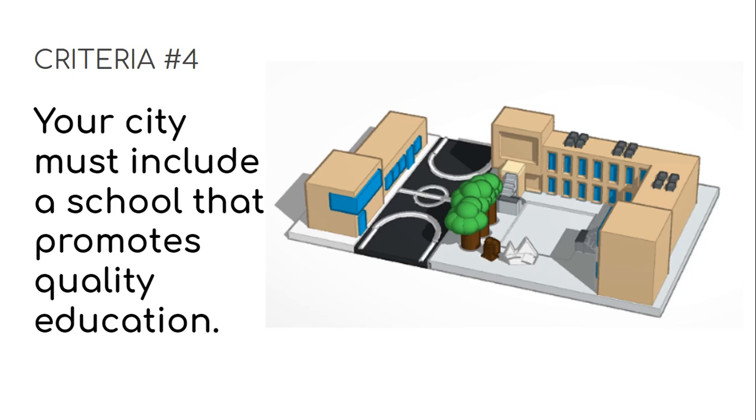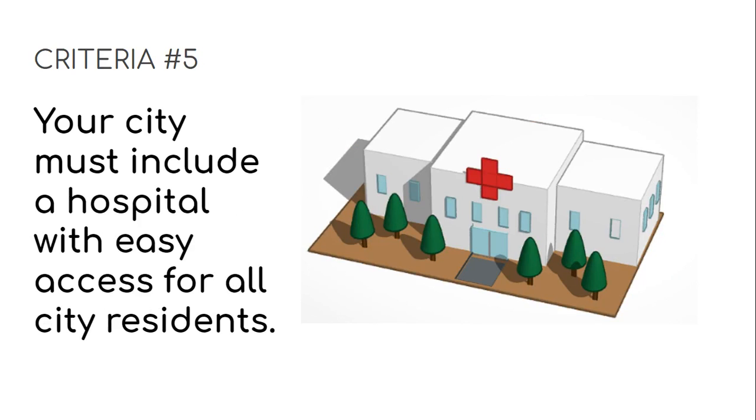On to criteria number 5. Your city must include a hospital with easy access for all city residents. So you should have a hospital, and just like your school, it should be easy to get to from all areas of your city. So you need to create some sort of infrastructure, some sort of roads or bridges or walking paths, or something even more creative than that, to easily allow people to travel from wherever they might be to the hospital or school in your city.